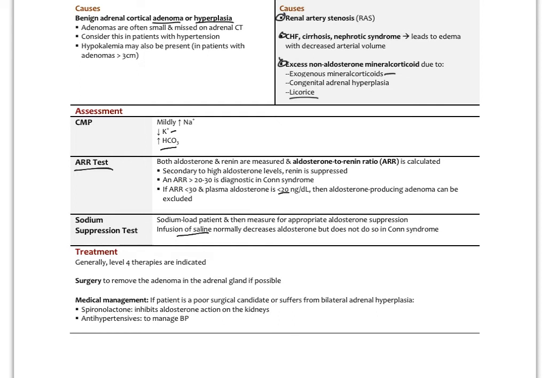So for the treatment, really, this is through level 4 therapies for hyperaldosteronism. We're going to need maybe surgery to try to remove that adrenal adenoma, or medical management through an aldosterone inhibitor, and the main one is spironolactone. This would be where we manage that patient's hypertension with spironolactone versus the more typical antihypertensives. And then maybe on top of that, the other types of antihypertensives like ACE inhibitors, ARBs, calcium channel blockers and so forth.